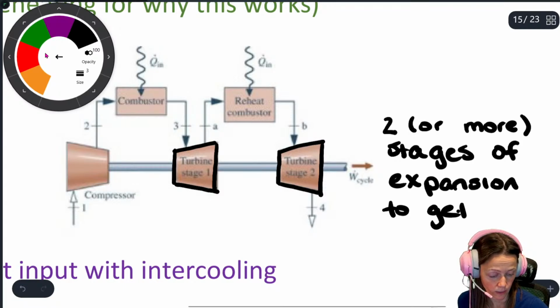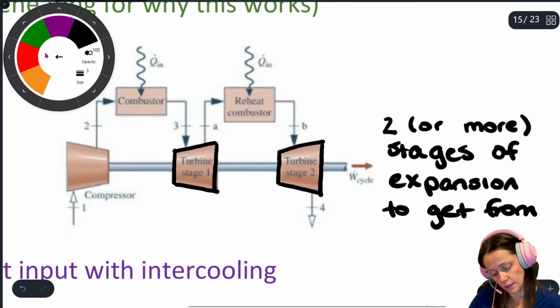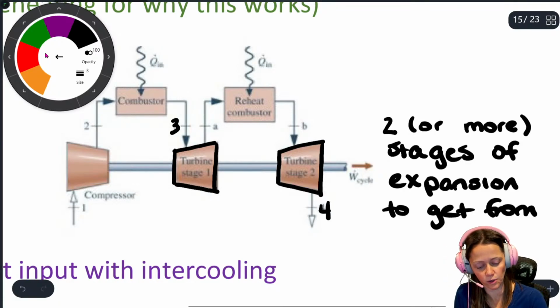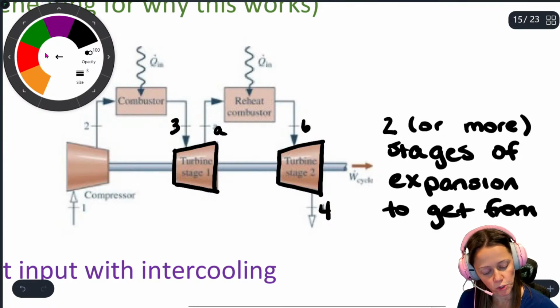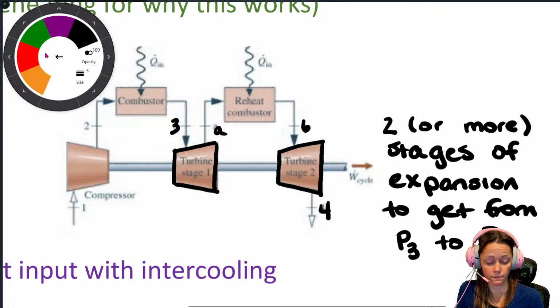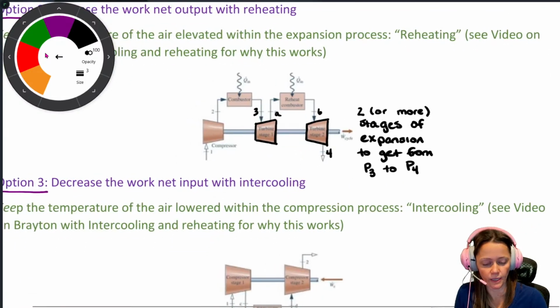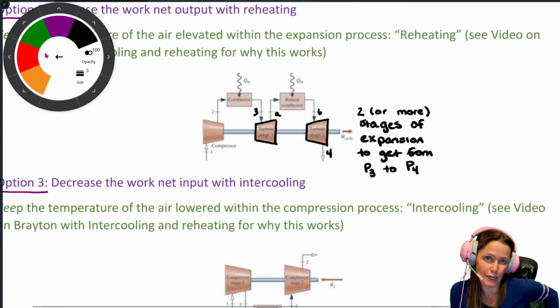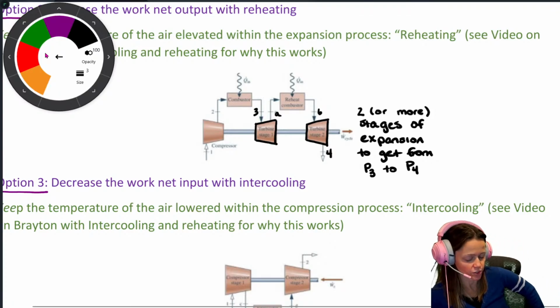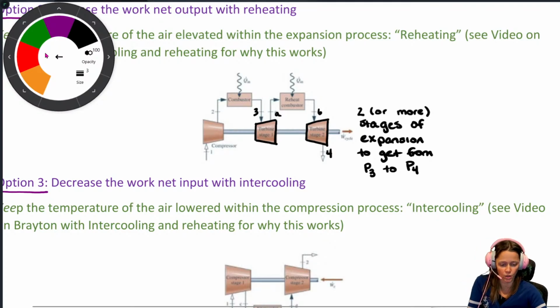To get from, on here it's labeled as 3 and 4, and then they've got these intermediate kind of A and B, but you're getting from P3 to P4, but you're doing it in 2 stages as opposed to 1. And we'll work a problem towards the end where we can actually compare: does it actually work? If I expanded from this pressure to this pressure, is it actually going to give me more work than if I did it in a single stage?